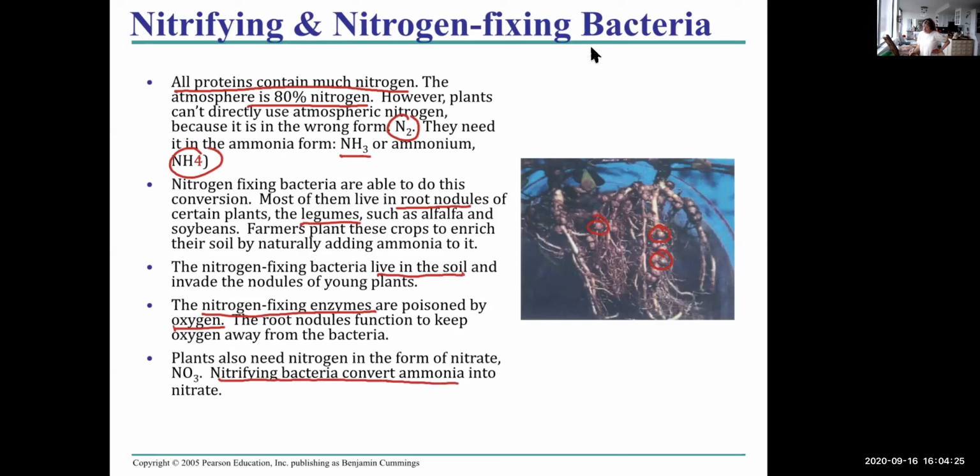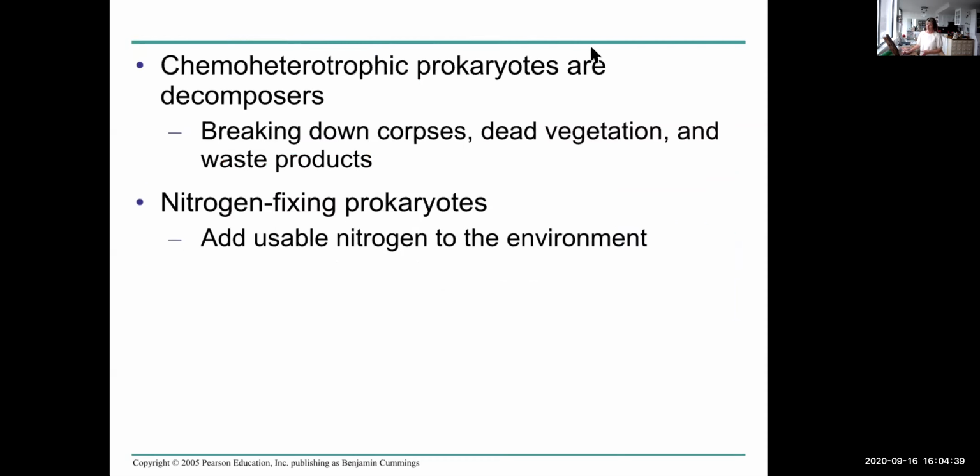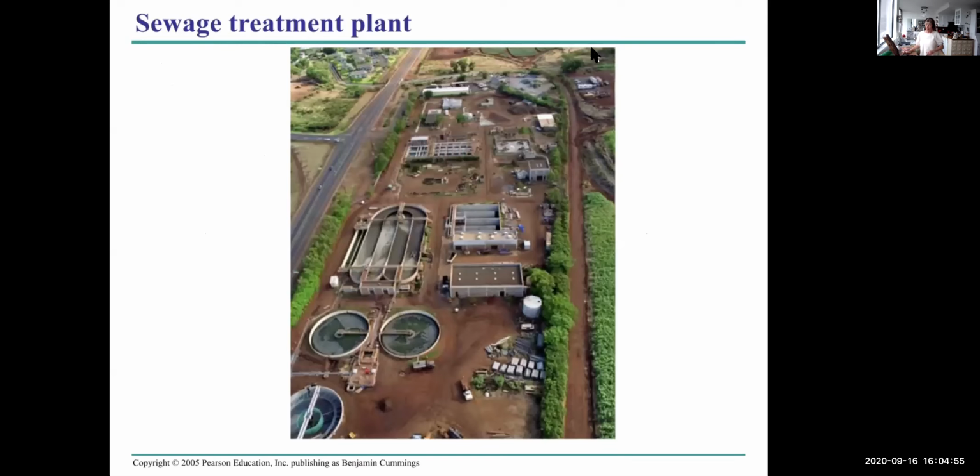Nitrifying bacteria can convert ammonia into nitrate. And nitrate is ultimately one of the forms plants require in order to build their own tissue and their own proteins. So chemoheterotrophic prokaryotes are decomposers. They break down corpses, they break down dead vegetation and waste products. And nitrogen-fixing prokaryotes add usable nitrogen to the environment. So we make use of bacteria for their skills in sewage treatment plants, for example.